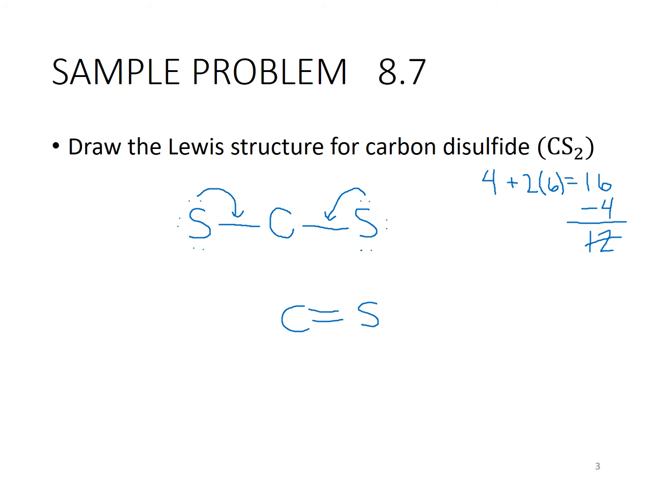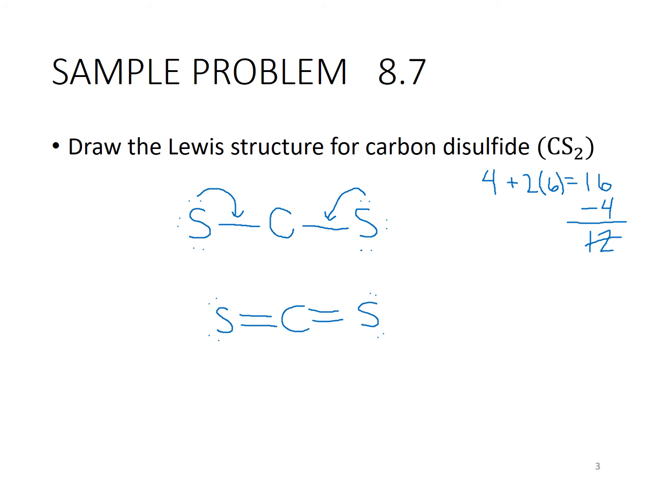Sulfur now, since I converted one of those lone pairs, will only have 2 lone pairs on it. It still has a filled octet because of these bonds that are being shared. So this should be my final valid Lewis dot structure for carbon disulfide.